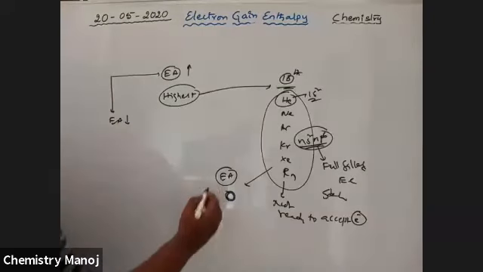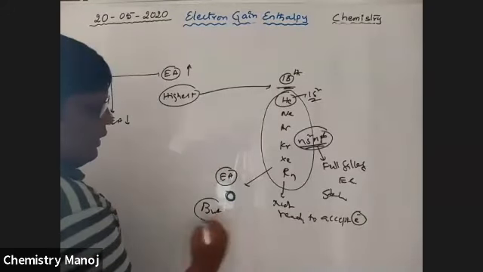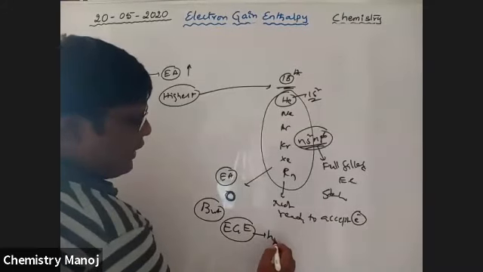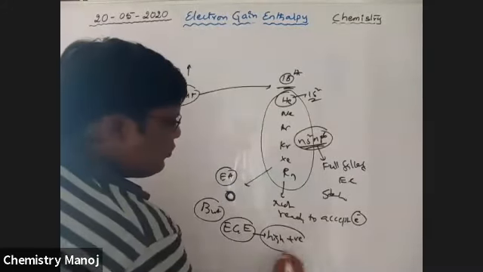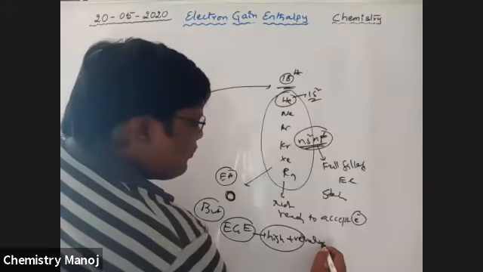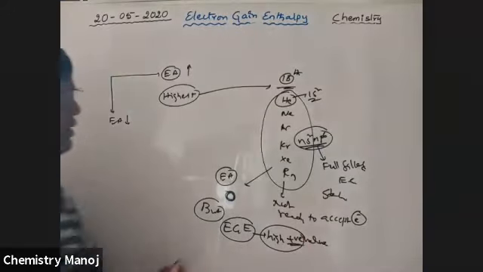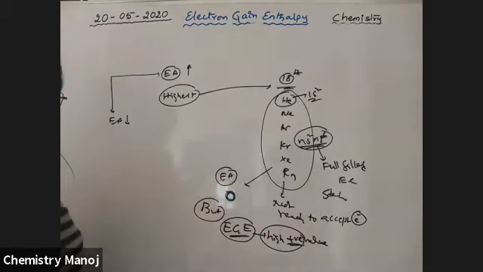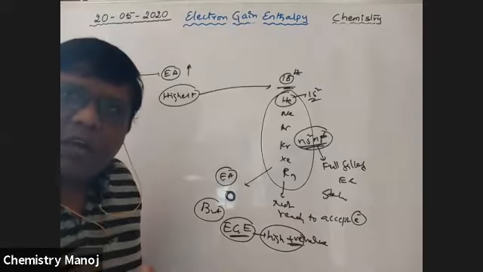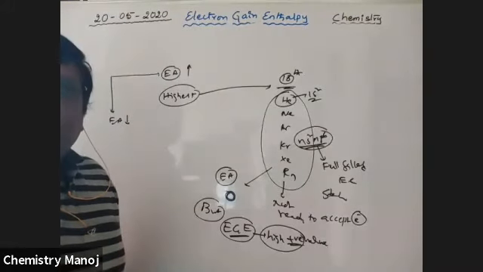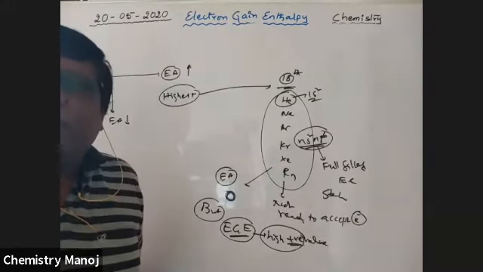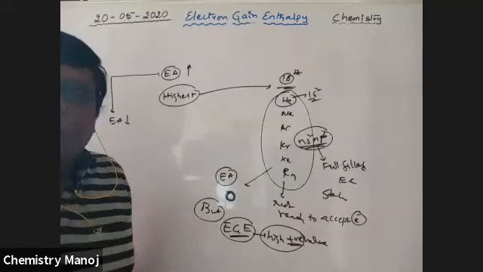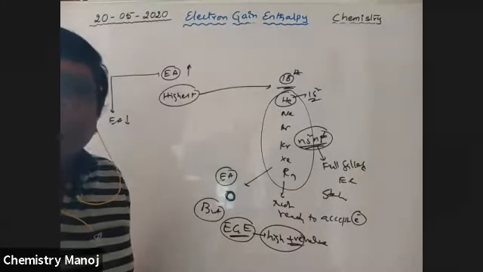But electron gain enthalpy values are higher positive values. Already I told you, electron affinity and electron gain enthalpy are almost the same, not 100%. Electron affinity is the attractive force side. Electron gain enthalpy is the energy released process side.